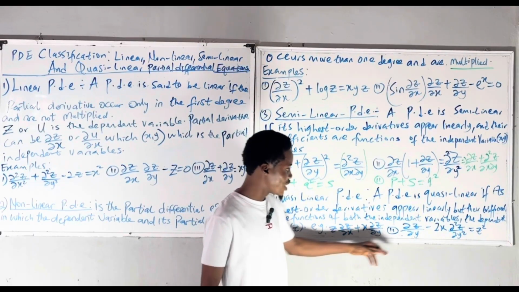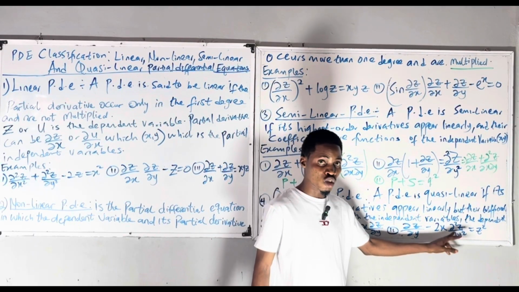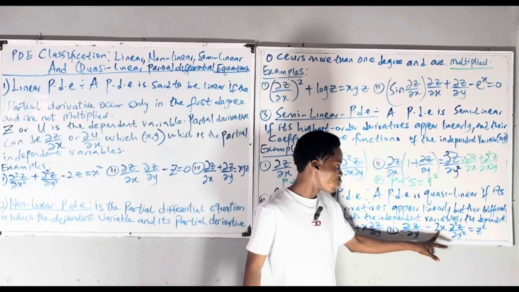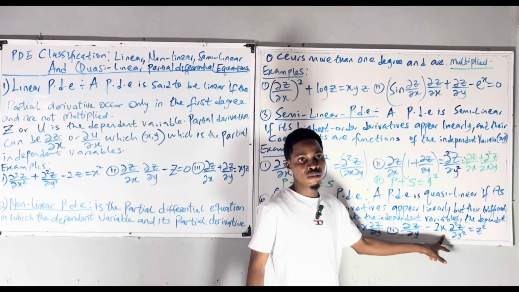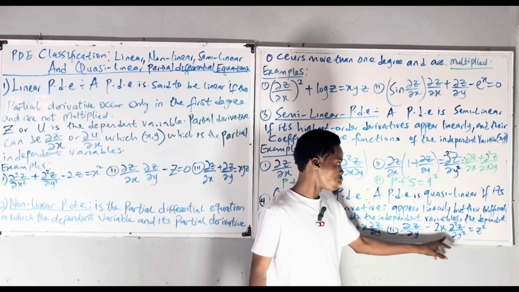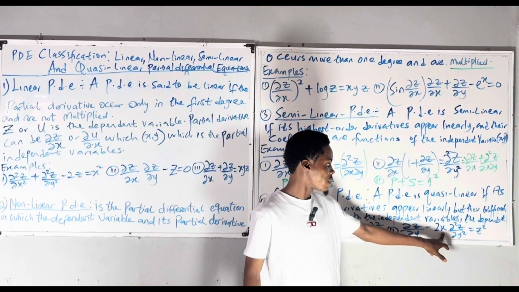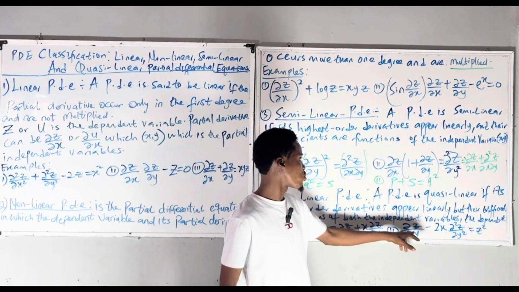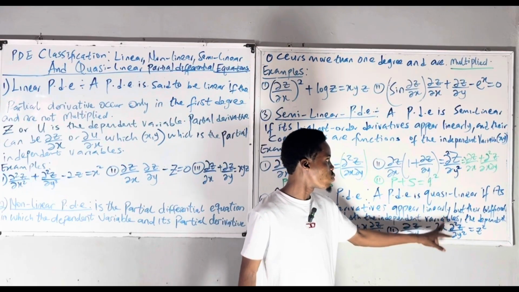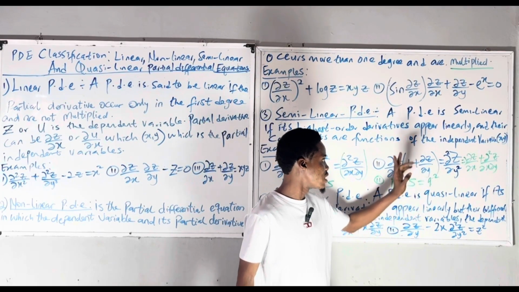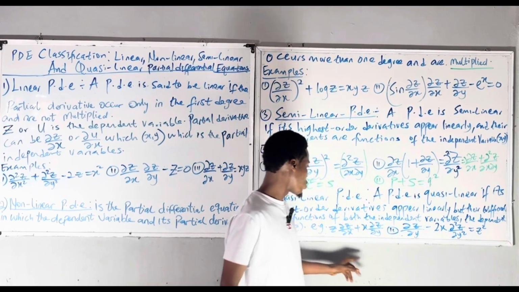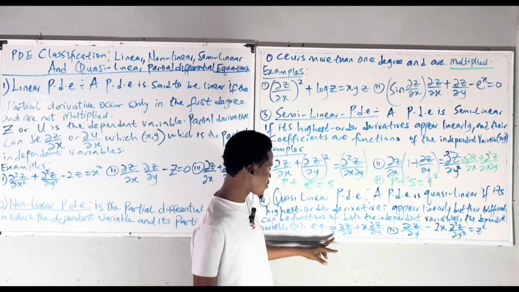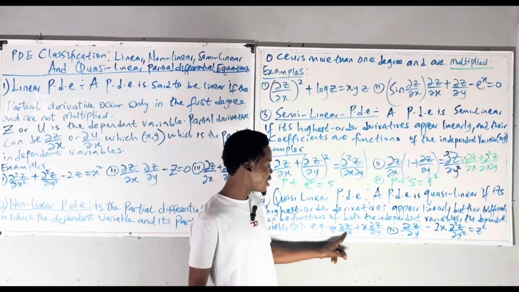So I cannot say this one is a semi-linear PDE. Why? Because the highest order here is 2 and the degree is linear, which is 1, but it's multiplied by 2x, which indicates that it must not be multiplied like this. It must only be multiplied by the individual variables x and y. So you can see this one is z, and you can see this one as x. We cannot classify this one as a semi-linear PDE.